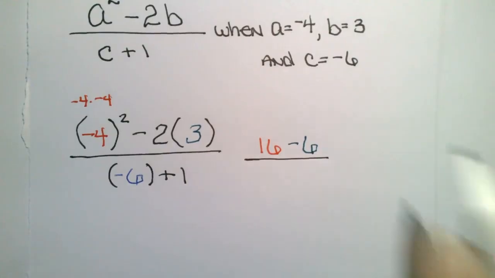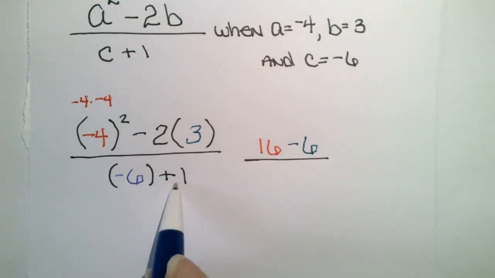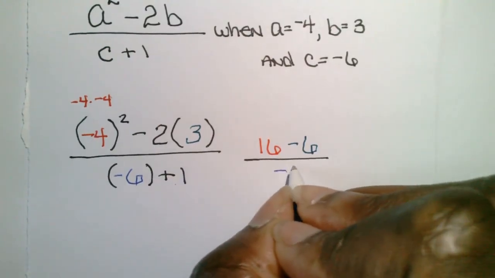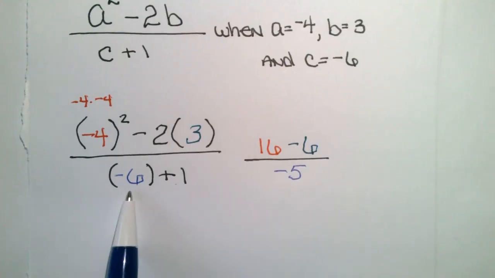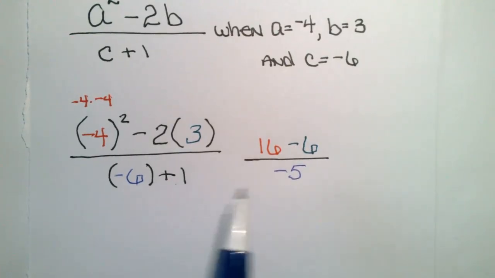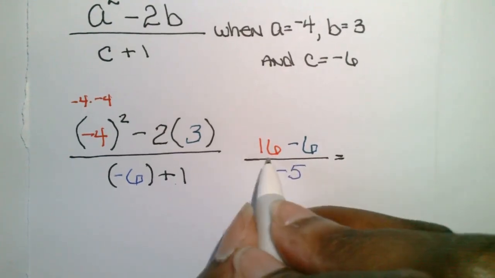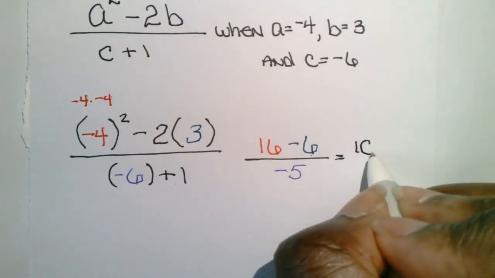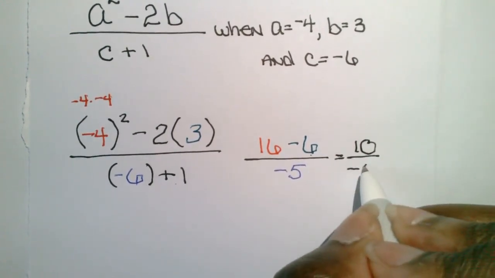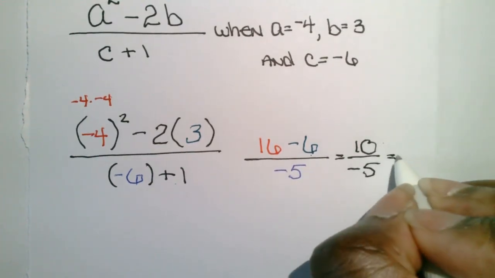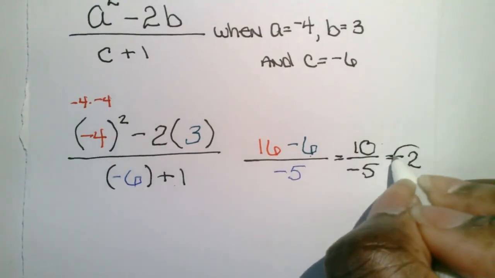All this over our negative 6 plus 1. So negative 6 plus 1, that gives me a negative 5. Okay? So if someone owes me $6, they paid me $1, that means you still owe me 5. So now, all we have to do is our numerator, get with the combo, and the combo is 10. Our denominator stays at that negative 5. So 10 divided by negative 5, that gives us our answer of negative 2.